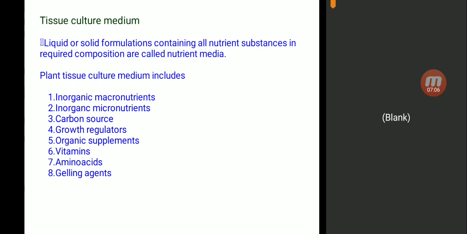The difference between the liquid and a solid medium is that in solid medium generally agar is used to solidify the medium. If agar is omitted, the medium will remain as a liquid medium, and if that is the case, then instead of explant we use single cells for the growth of the plant, and that liquid medium has to be agitated continuously for aeration.